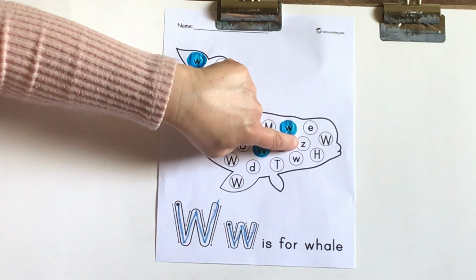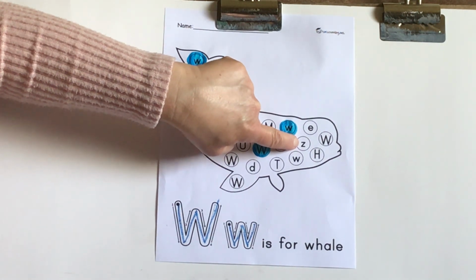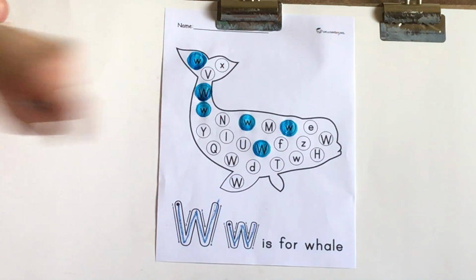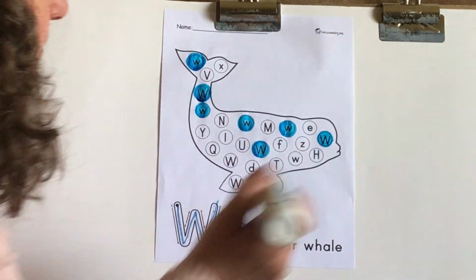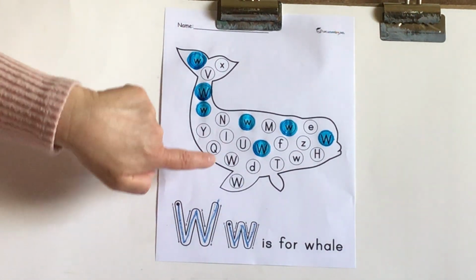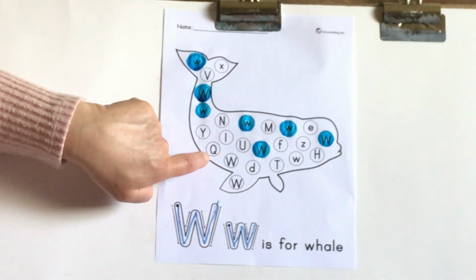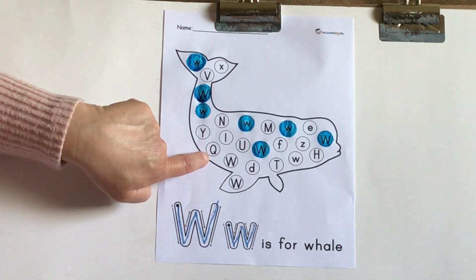We didn't get to that yet, but I'm sure some of you know it. Yeah, that's a Z. And what about this one? That's a capital W. So let's put a dot on our capital W. And let's come down a little further. Okay, how about this letter? Do you remember that letter? That's a Q. Remember the capital Q was like an O with a little tail.